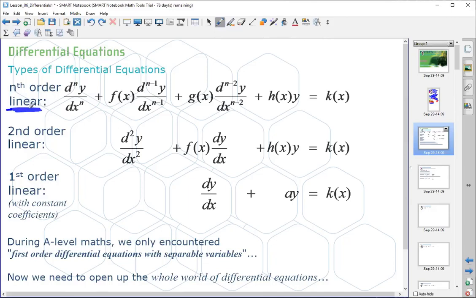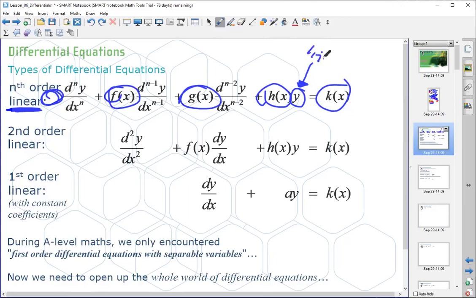If it's linear, then the y term will only contain y. It won't contain y squared. So all of these can contain x's in front of them. That can have some function of x in front of it. That can have some function of x in front of it. That can have some function of x in front of it. And that can be a function of x. There can be functions of x all over the place. Nobody cares about those. But the y term will just be y. It won't be a y squared. It won't be a y cubed. It won't be a 1 over y. It won't be a ln y. It will just be y. That's what makes it linear.